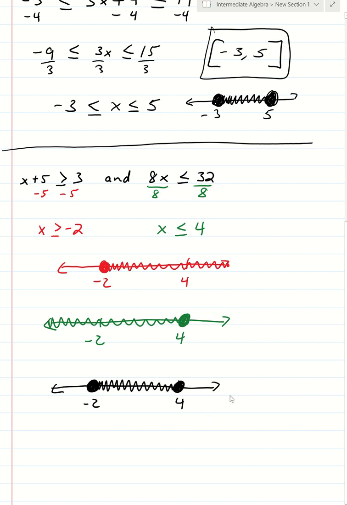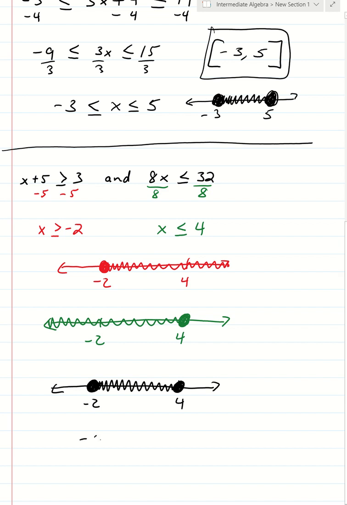Finally, let's take a look to the right of 4. To the right of 4 is only shaded in red. It is not shaded in green, so we cannot shade it in black. Remember, we can only shade it in the original color of black if it's shaded in both colors, red and green. So this number line represents the solution. Now we just need to represent it with the interval notation.